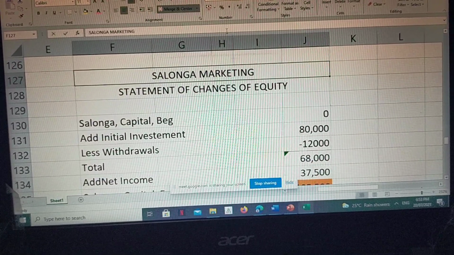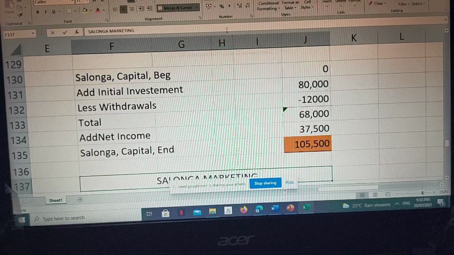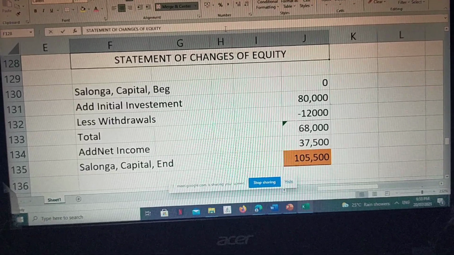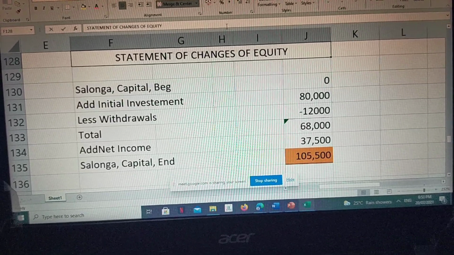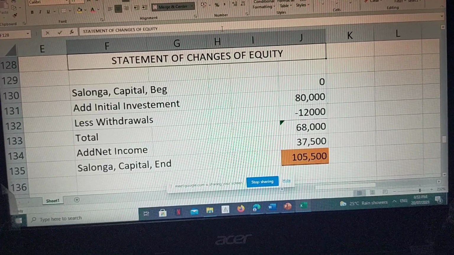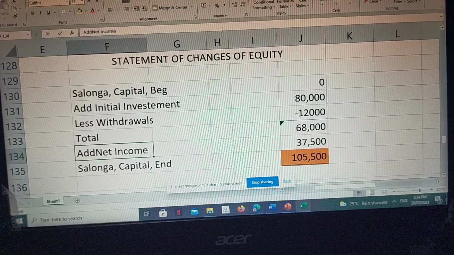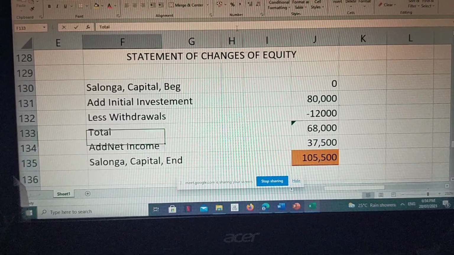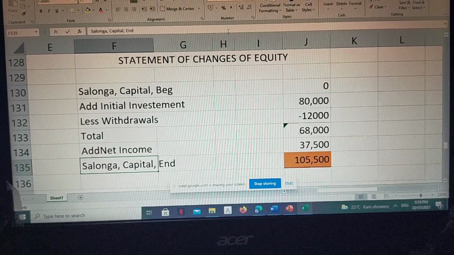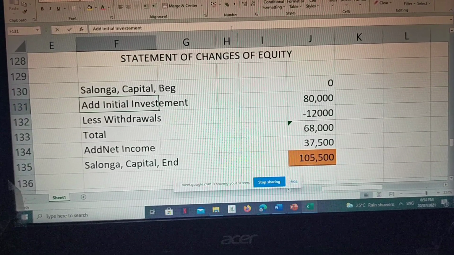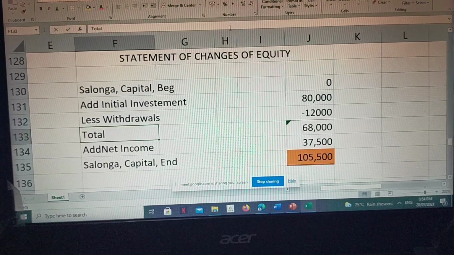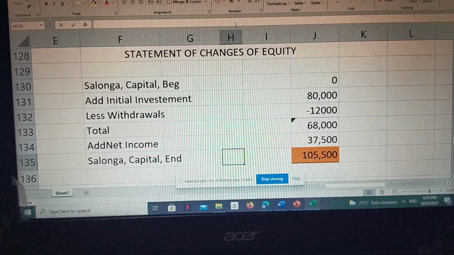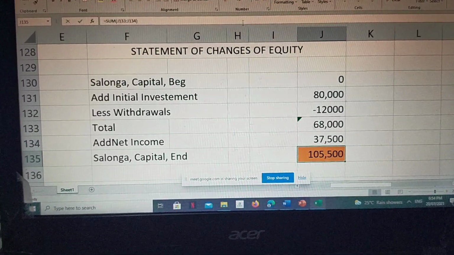Kung ikaw ang magnenegosyo, saan mo lalagay yung profit? Like this Salonga Marketing here. Kung nag-uumpisa ka pa lang, 'di ba? You wanted to sustain the operations of the business and continue operations and baka later gusto mong mag-expand. Ito nga si Salonga kabago-bago pa lang, nanghiram na sa bangko, 'di ba? So ang pinaka-wise move ay yung net income, you add it to the capital. So yan. Si initial investment niya na 80,000 minus withdrawals of 12,000, you get the total 68,000 and then add the net income to arrive at ending capital which is 105,500 pesos.